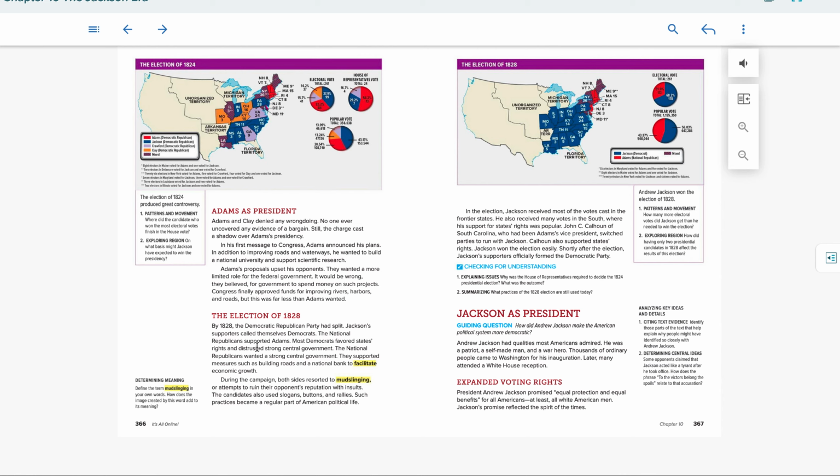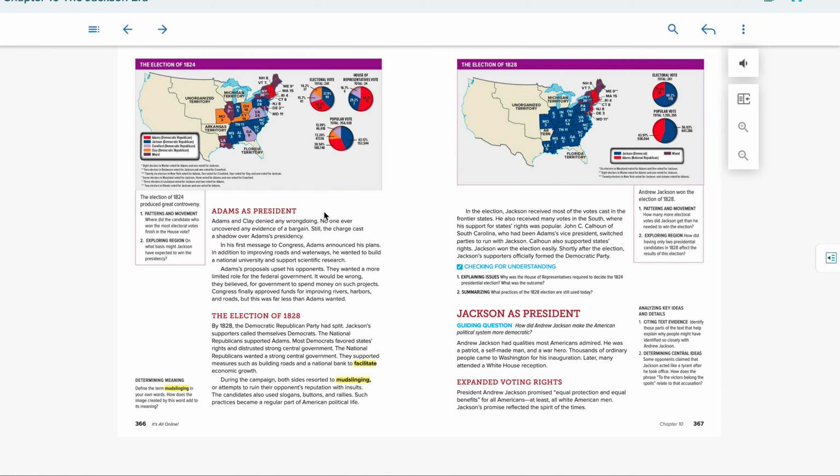So we're going to read these two sections here. Adams as president. Adams and Clay denied any wrongdoing. No one ever uncovered any evidence of a bargain. Still, the charge cast a shadow over Adams' presidency. In his first message to Congress, Adams announced his plans. In addition to improving roads and waterways, he wanted to build a national university and support scientific research.